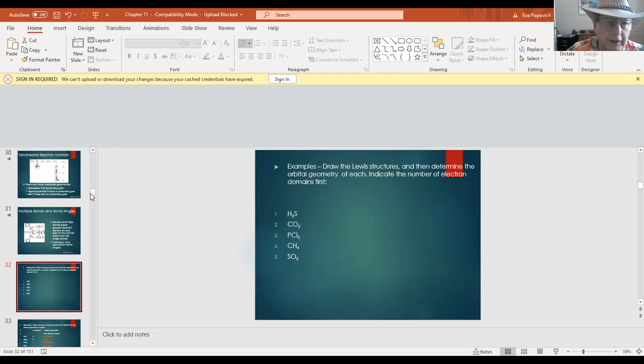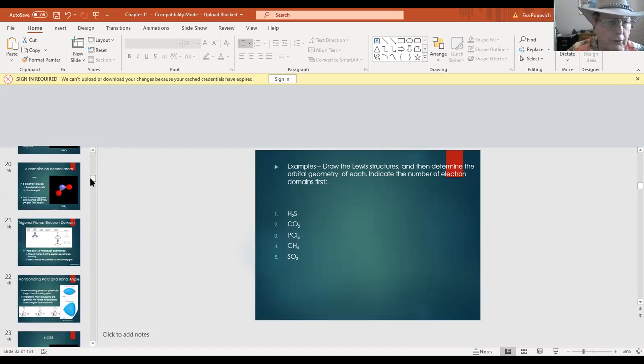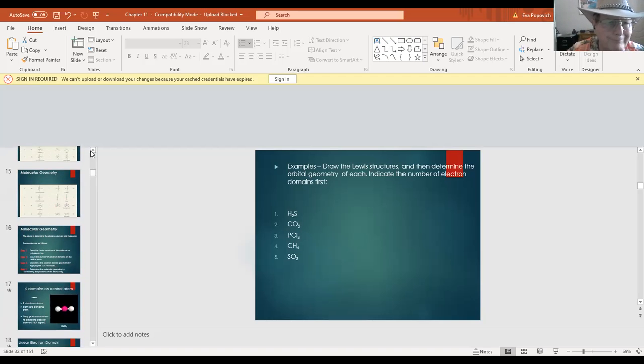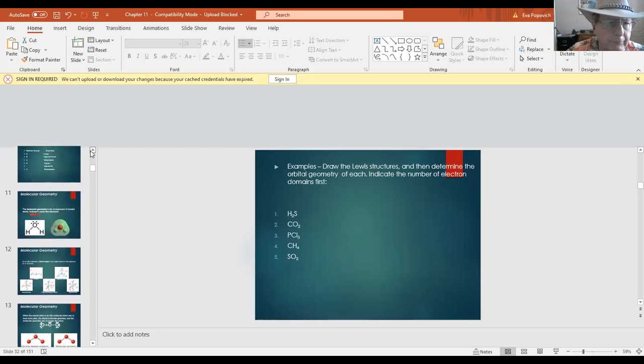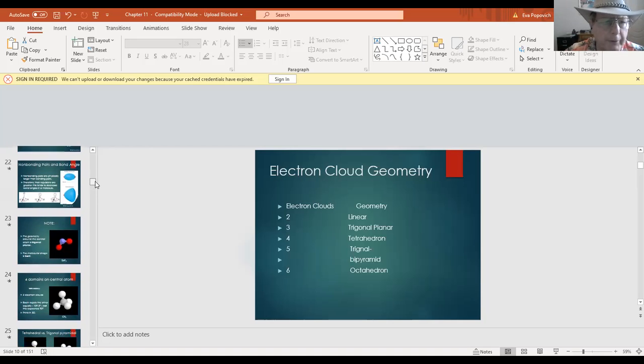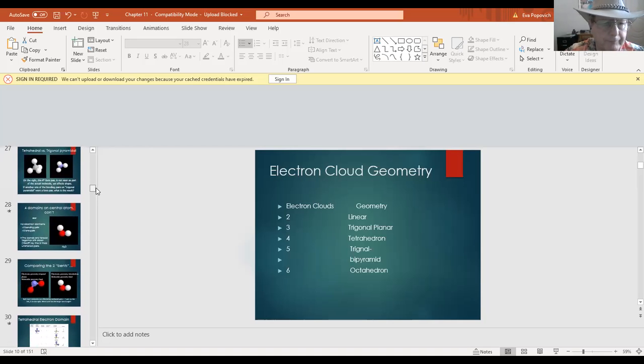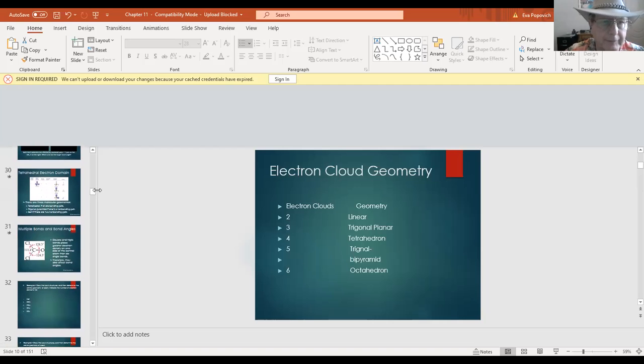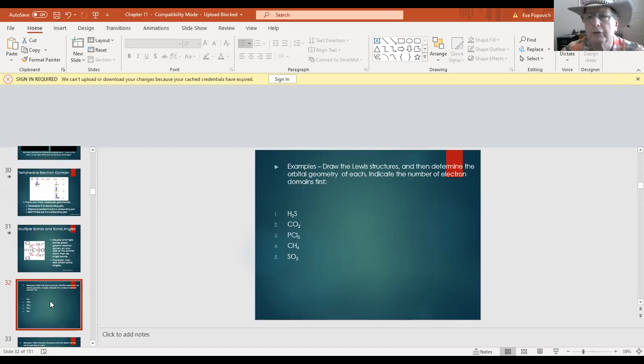Look at the chart. You got to pay attention to this chart. Two electron clouds, and I'm going to get up there in a second. Two electron clouds. What is the electron geometry? Linear. Okay. Are both of the things that are attached to the carbon atoms? Yes. So electronic and molecular geometry are the same. So what is the molecular geometry around CO2?